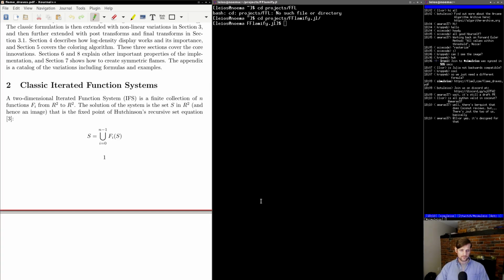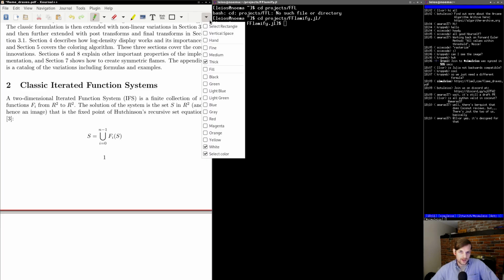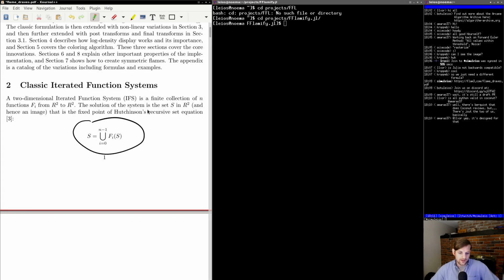Okay, so they have classic iterated function systems. A two-dimensional iterated function system is a finite collection of n functions f_i from R squared to R squared. The solution of the system is the set S in R squared, and hence an image, that is the fixed point of Hutchinson's recursive set equation. So that's, my color is probably white for some reason. Yeah, let's change that to black. Actually, let's change it to pink or something. Magenta, there we go. So that's the Hutchinson operator.